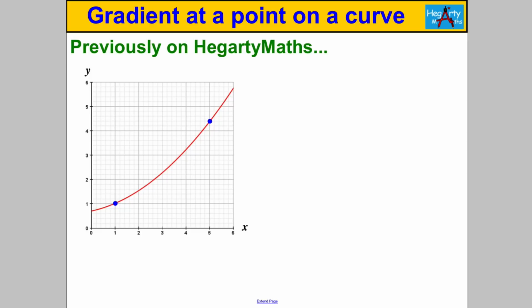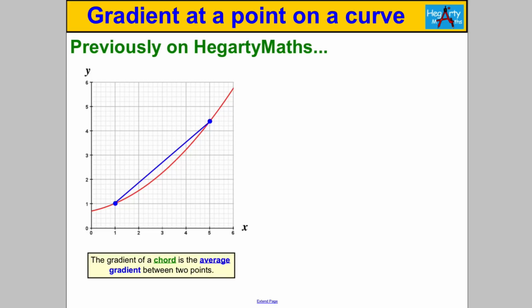We've learned the average gradient of a curve between 2 points. So if we had a curve and 2 points on the curve, if we were to draw a chord, which is a line connecting those 2 points on the curve, then if we worked out the gradient of that chord, that would tell us the average gradient between the points, in this case x is 1 and x is 5. And that's useful when you're trying to work out the average speed or the average acceleration, etc.